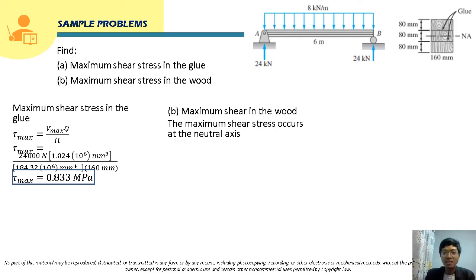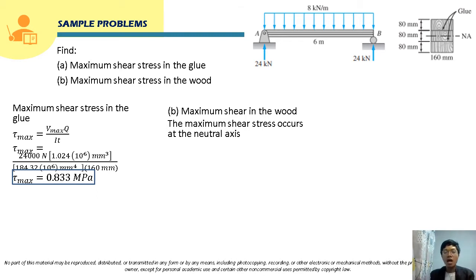And class, take note na yung maximum shear in the wood, dito sa buong cross-section natin, yung maximum, class, mangyayari dito sa neutral axis. Okay, so we already talked about that kasi nga, rectangular cross-section. So, matic, yung maximum shear stress, mag-o-occur sa neutral axis.